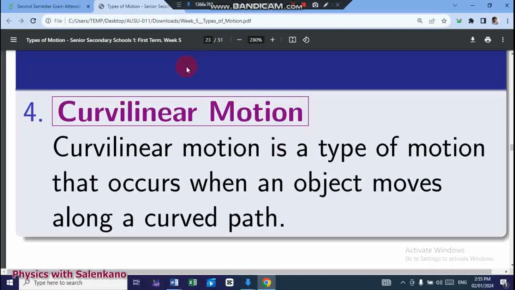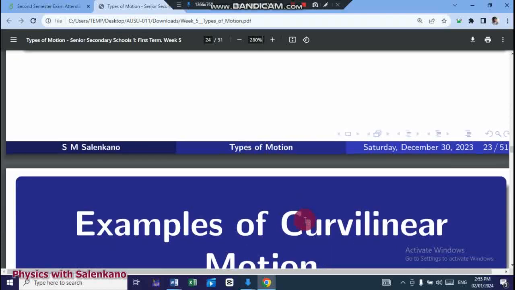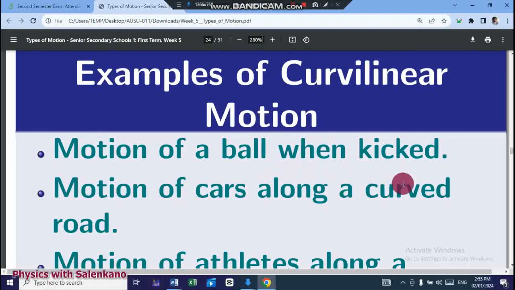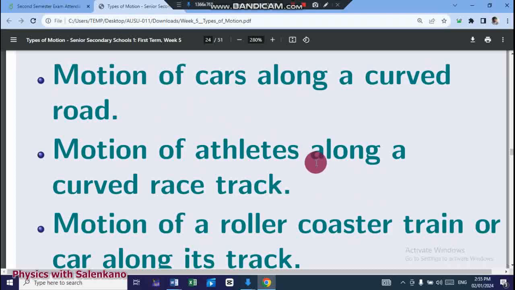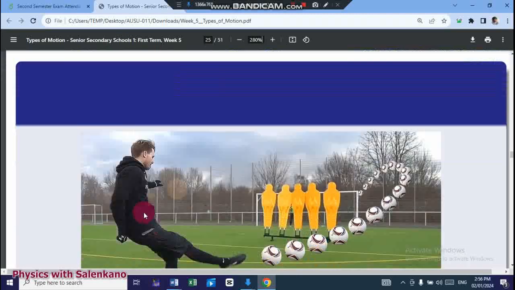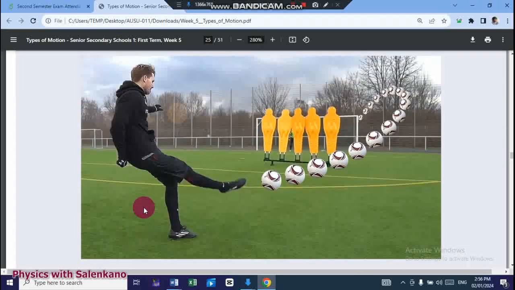The fourth example is curvilinear motion. Curvilinear motion is a type of motion that occurs when an object moves along a curved path. We will see the examples. Examples of curvilinear motion: motion of a ball when kicked, motion of cars along a curved road, motion of athletes along a curved race track, motion of a roller coaster train or car along its track. Here are the examples in images.